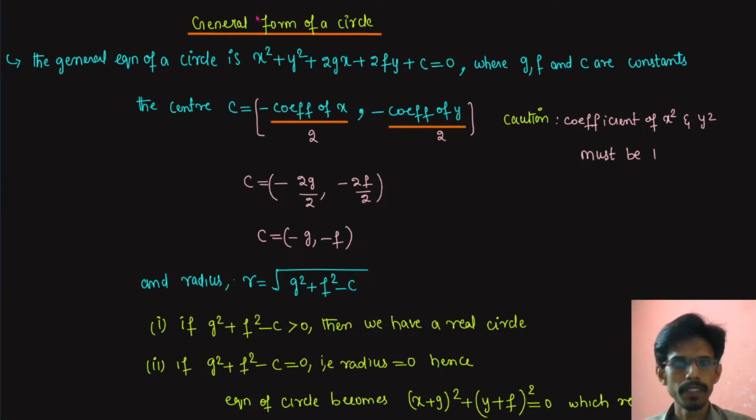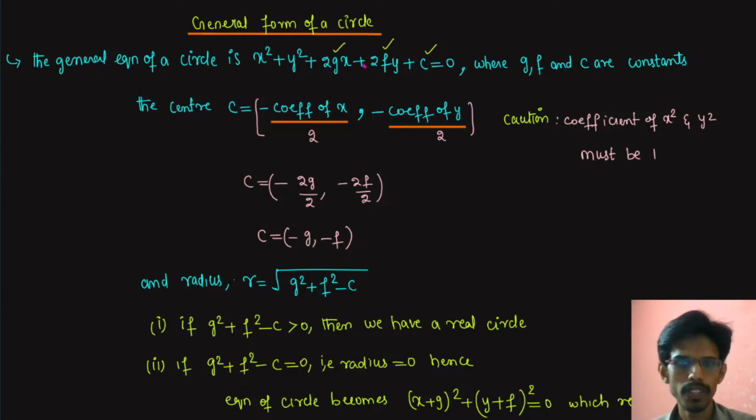Now let us discuss the general form of the circle. Here the general equation of a circle is x square plus y square plus 2gx plus 2fy plus c equal to 0, where g, f, c are three constants or three unknowns, we can say. If we find out these unknowns, then we get the equation of the circle.